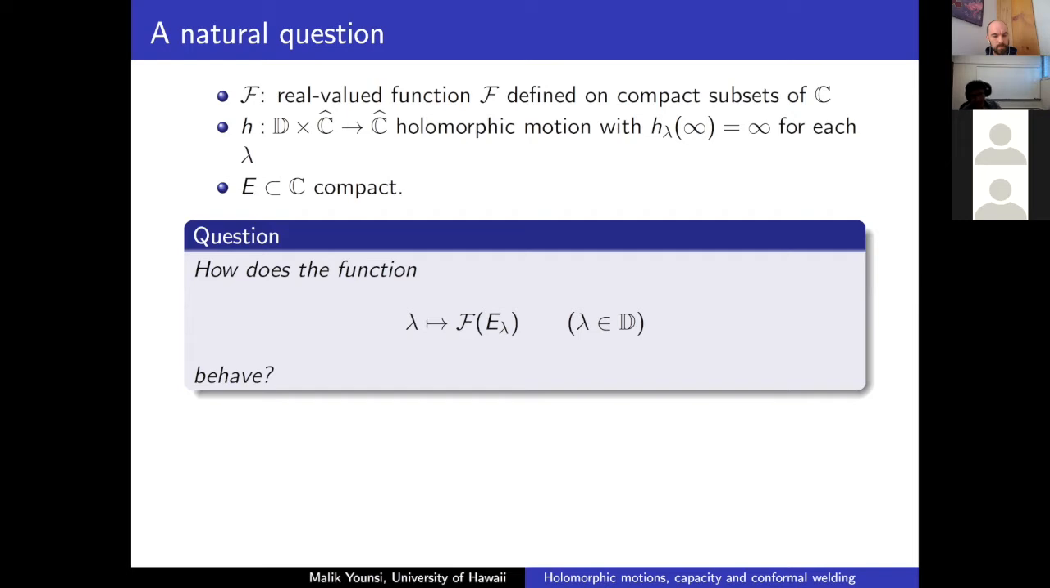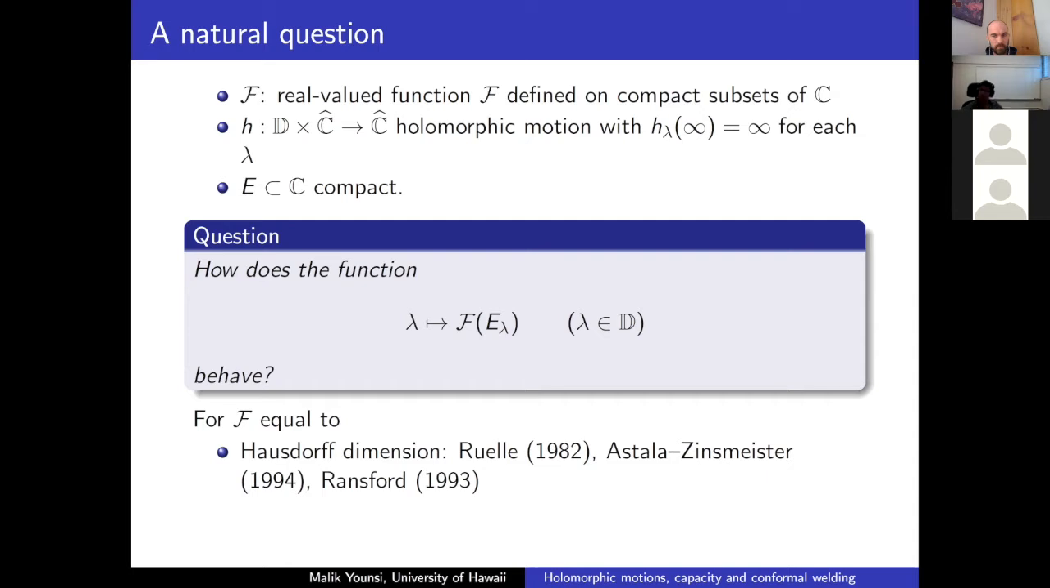So let me mention a couple of related works. First of all, for f equal to Hausdorff dimension, there's been a lot of work about the study of that function. Here I name a few people, including Ruelle and Astala and Zinsmeister, who studied Hausdorff dimension of limit sets of Fuchsian groups that vary holomorphically. And then I also mention some work of Tom Ransford about Hausdorff dimension of Julia sets of certain rational maps.